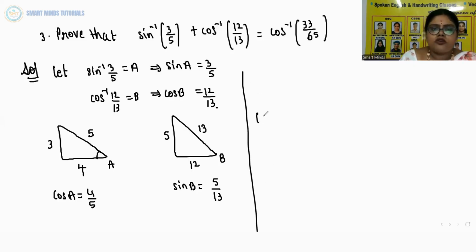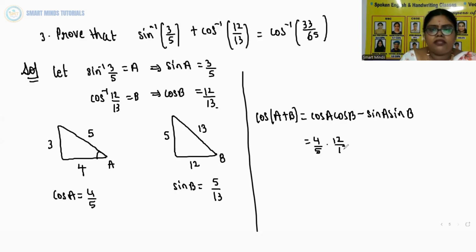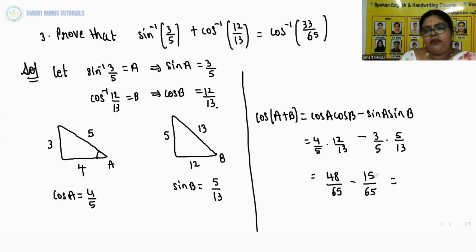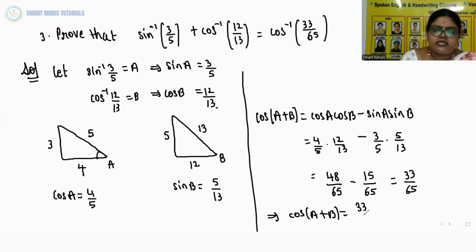Now after getting all the values, we take cos A plus B because right hand side you have cos inverse. So we will take cos A plus B. Formula is cos A cos B minus sin A sin B. So cos A is 4 by 5. Cos B is 12 by 13 minus sin A is 3 by 5 and sin B is 5 by 13. 4 into 12 is 48 by 5 into 13 is 65 minus 15 by 65. 48 minus 15 is 33 by 65. So we got cos A plus B equals 33 by 65.